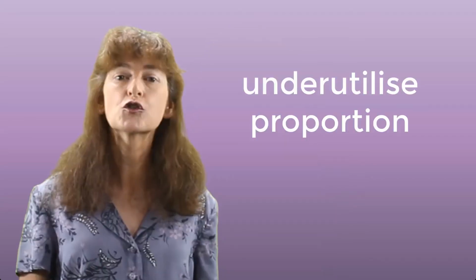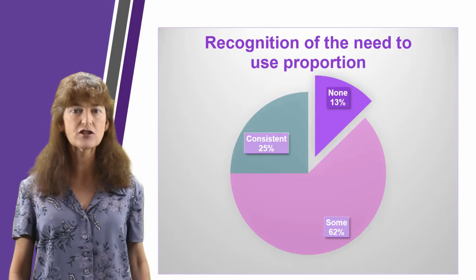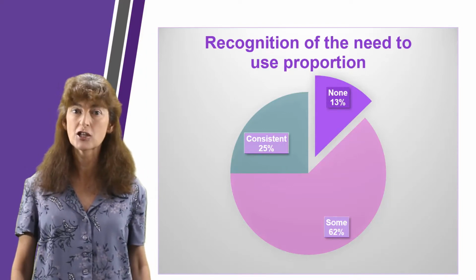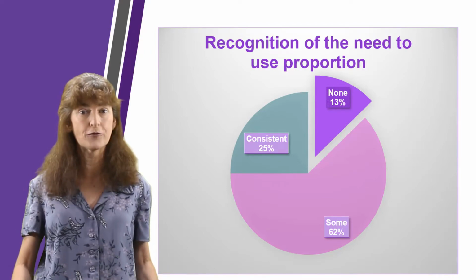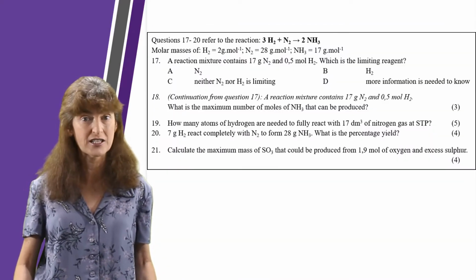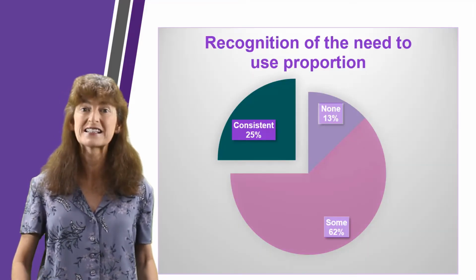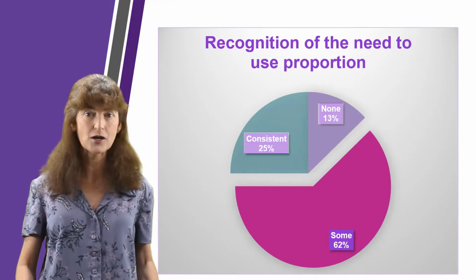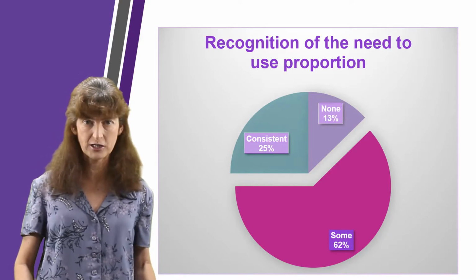In this paper, I show that South African physical science teachers, and probably also physical science teachers from other developing countries, greatly underutilize proportion. 13% of my 171 physical sciences teachers sample fail to recognize the need to use proportion in any of the 4 reaction-based stoichiometry questions that I used. 25% recognize this need consistently, and 62% recognize the need for proportion for some, but not all, of the questions.